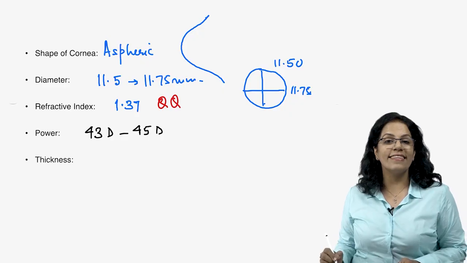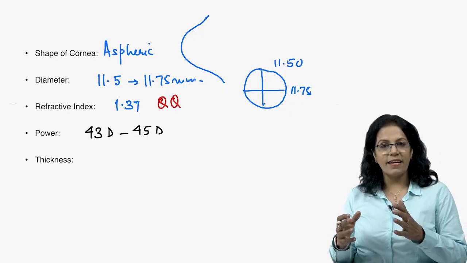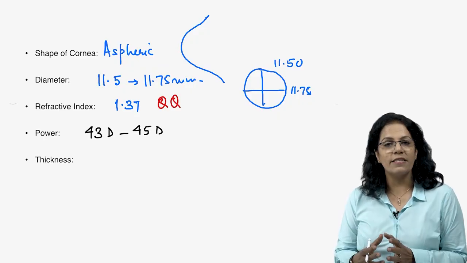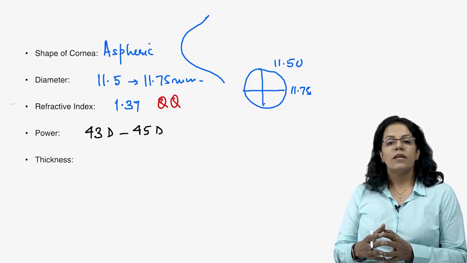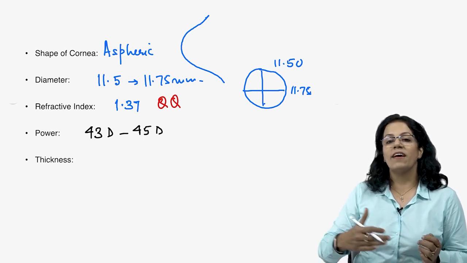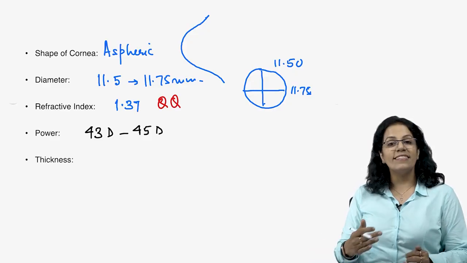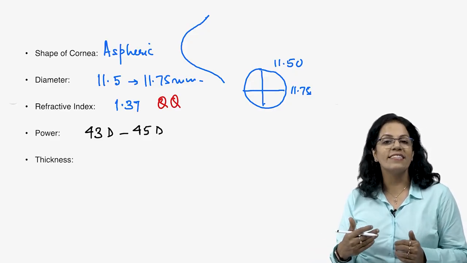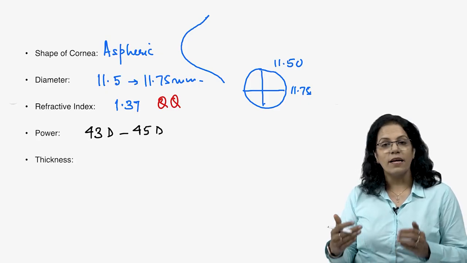And then comes the thickness of the cornea. So, you understand we have discussed this earlier in the introduction chapter as well, that though the index is less than the lens, but the power is much more. Why? Because of the curvature of the cornea. We had learned this, more the curvature, more is the refractive power. Correct?